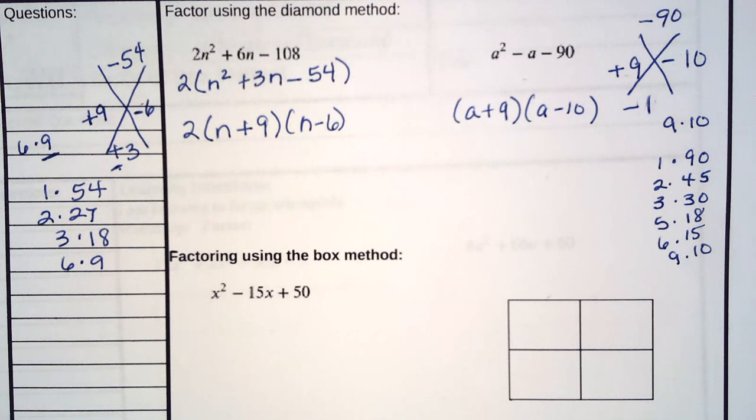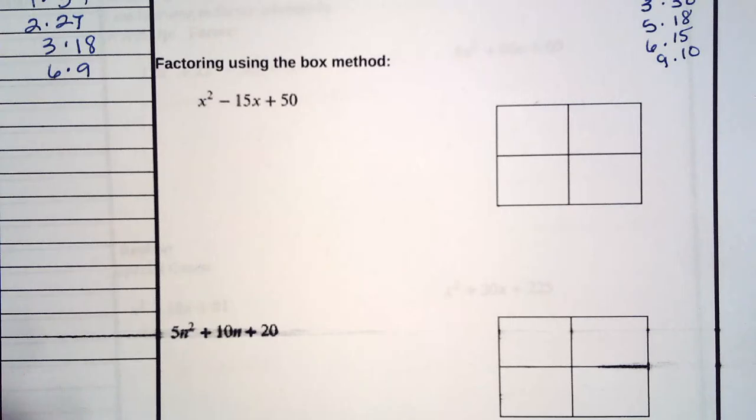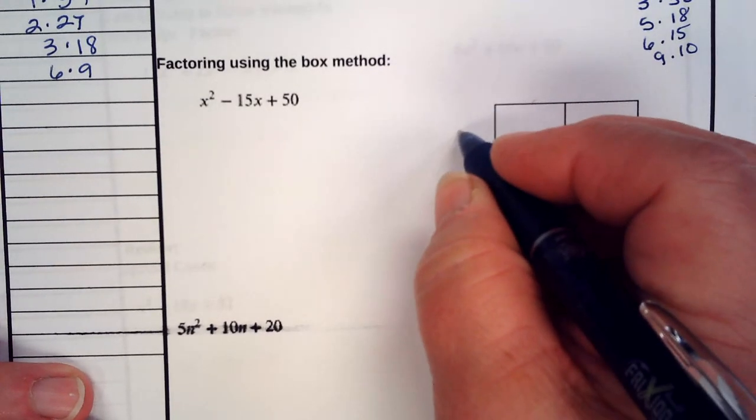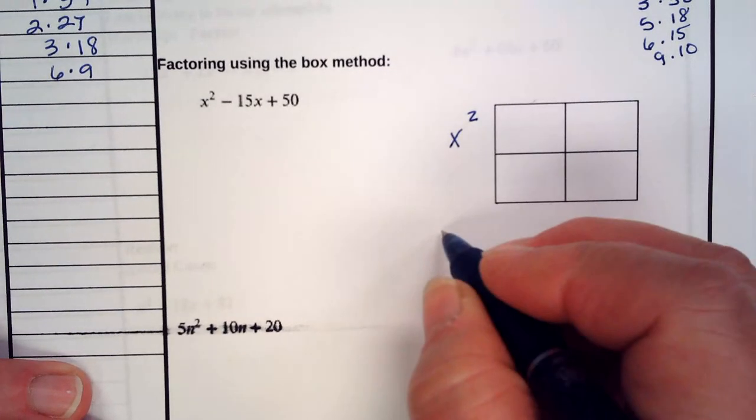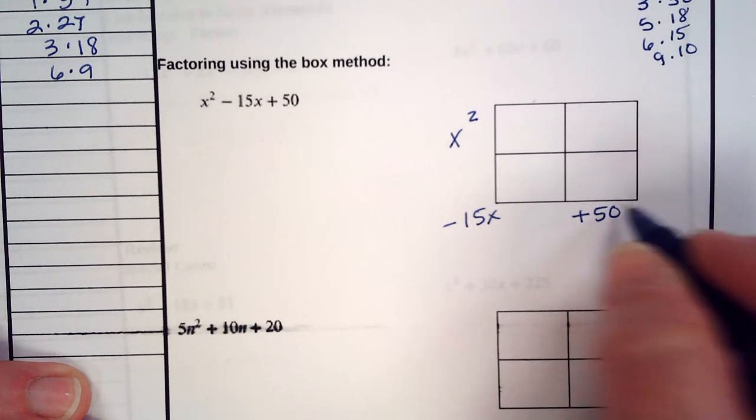So if you can find the factors right away without doing a bunch of guessing and checking, that's fine. If not, just go through them all till you do find the correct pair. So you're going to factor using the box method. When we get done we'll have x squared minus 15x plus 50.